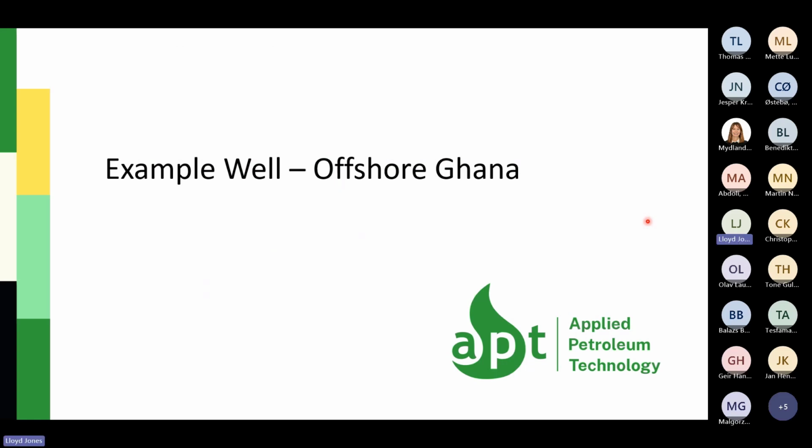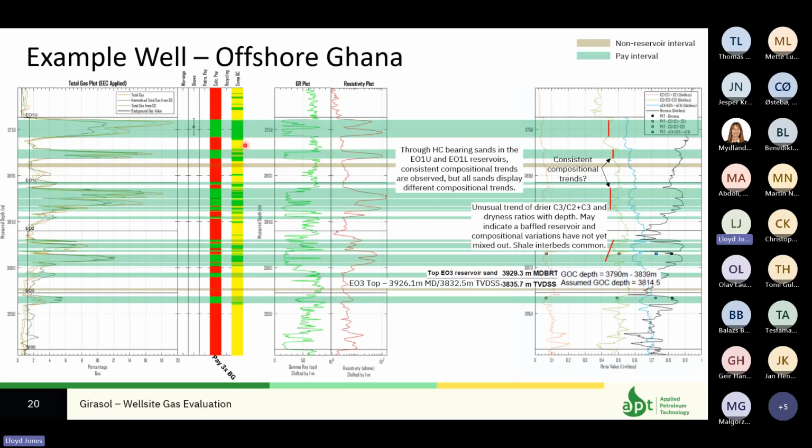This is another example a bit further afield. So this is offshore Ghana now. And this is a series of stacked Turonian sands. What's very interesting is the hydrocarbon gas, similar to what we saw on the previous slide, is an excellent proxy for hydrocarbon saturation. There's clearly zones of high gas, and they coincide nicely with the zones of increased resistivity.